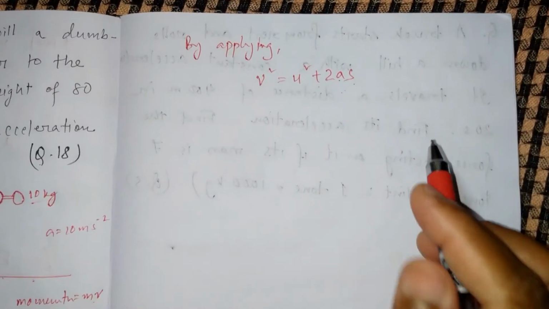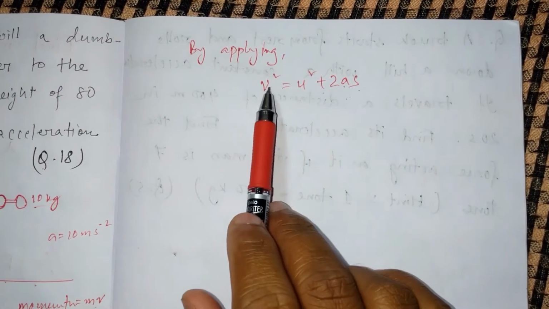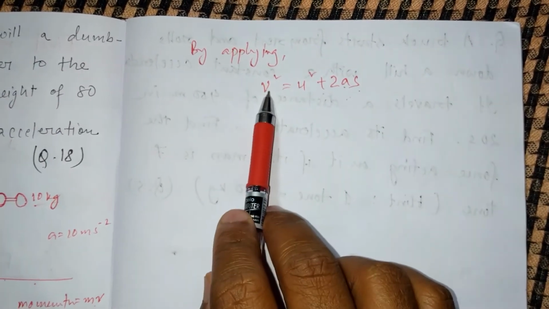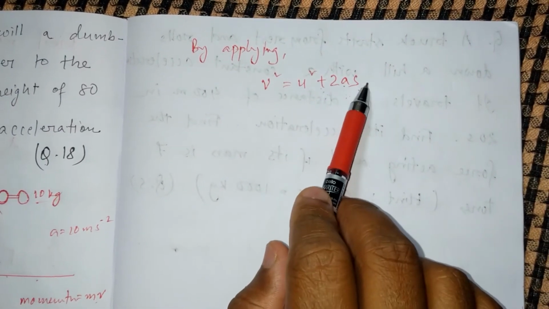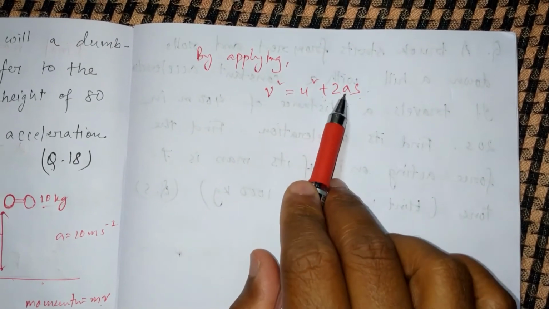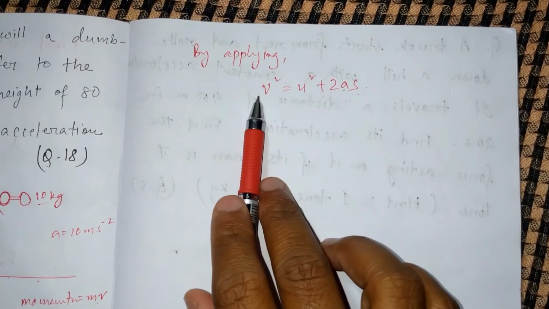So for finding out the final velocity, we have this formula. This is the third law of motion. So the formula is v square equal to u square plus 2as. So we have the value of u, we have the value of a and s, then we can easily find out the value of v.